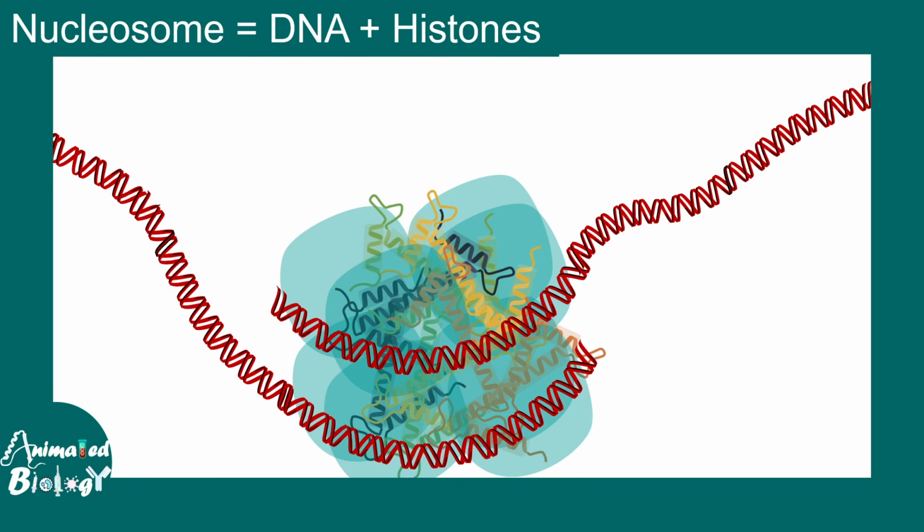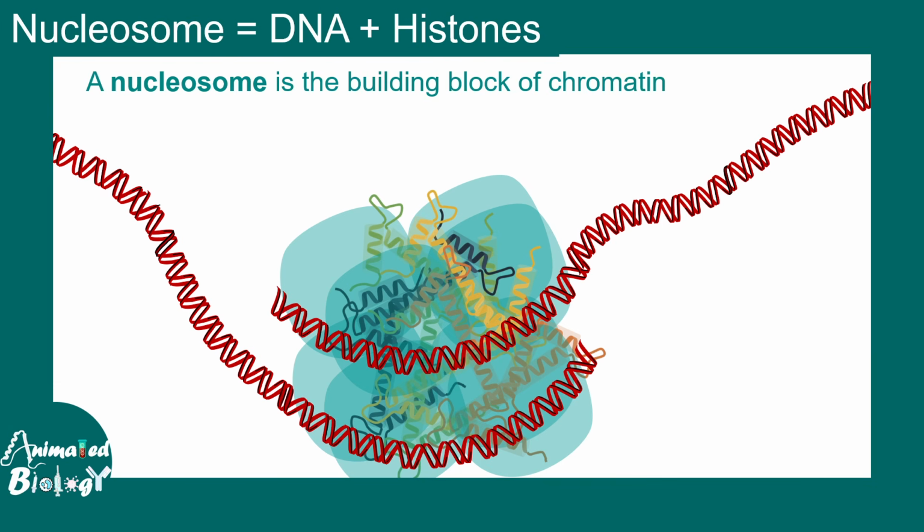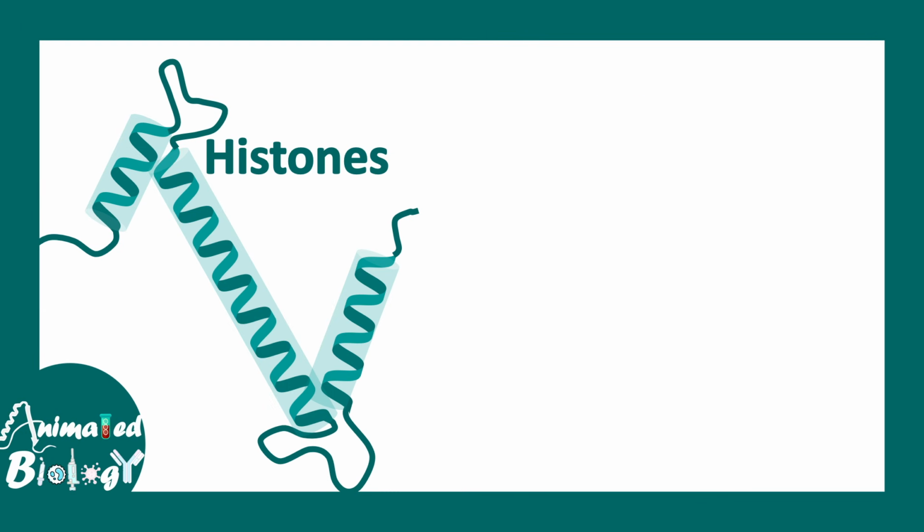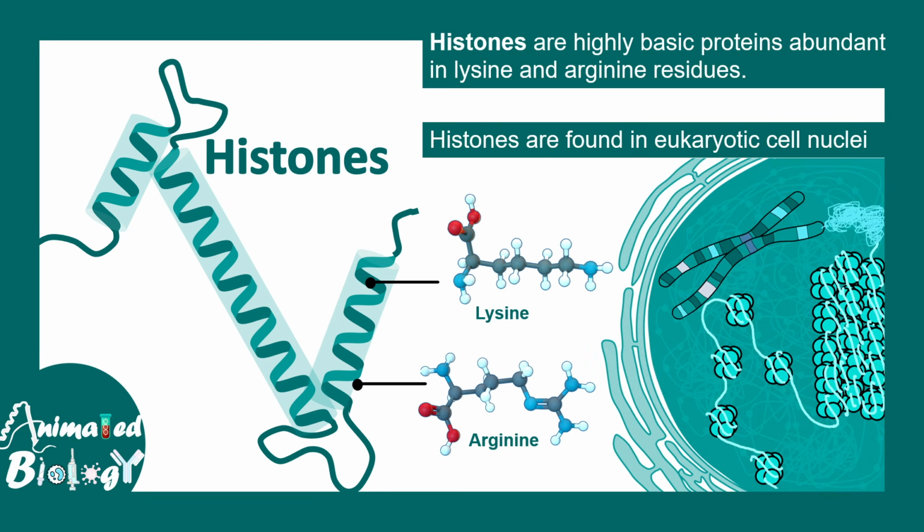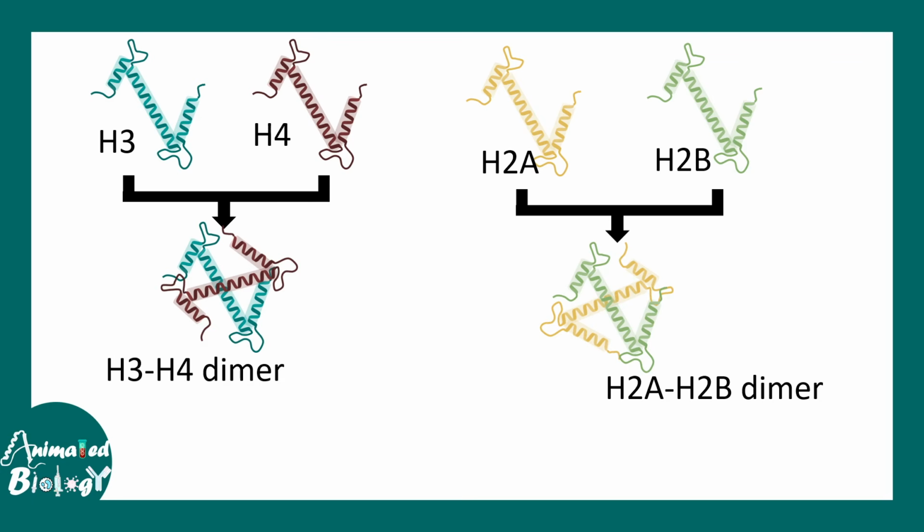So the basic level or the unit of chromosome organization is the nucleosome, which is a combination of DNA which is wrapped around histones, which are basic proteins. So this is the building block for the chromosomes or chromatin. So histones are basic proteins. They are rich in lysine and arginine, and they are found in eukaryotic cell nuclei, where they are associated with this chromatin formation. Now there are different types of histones.